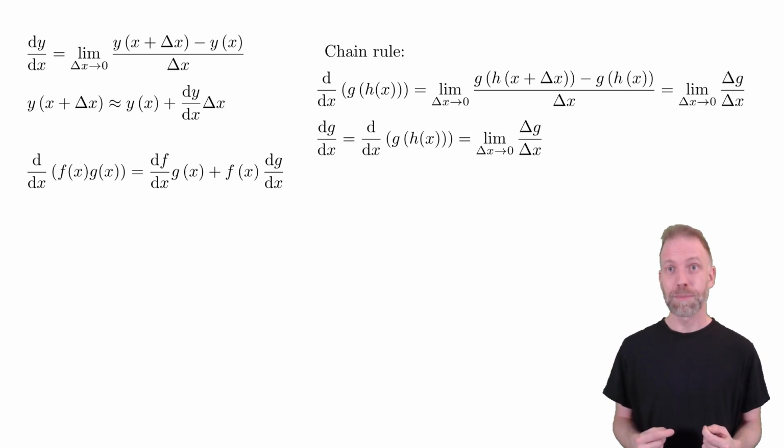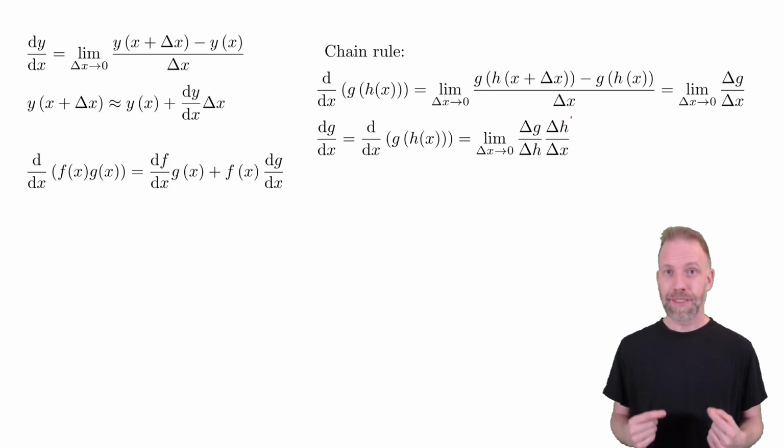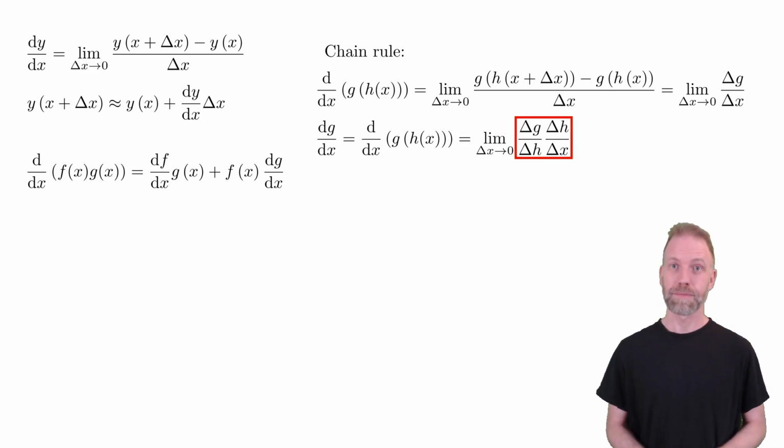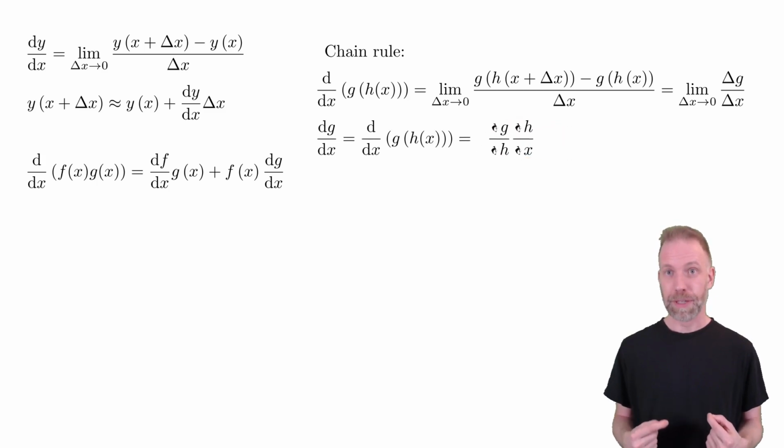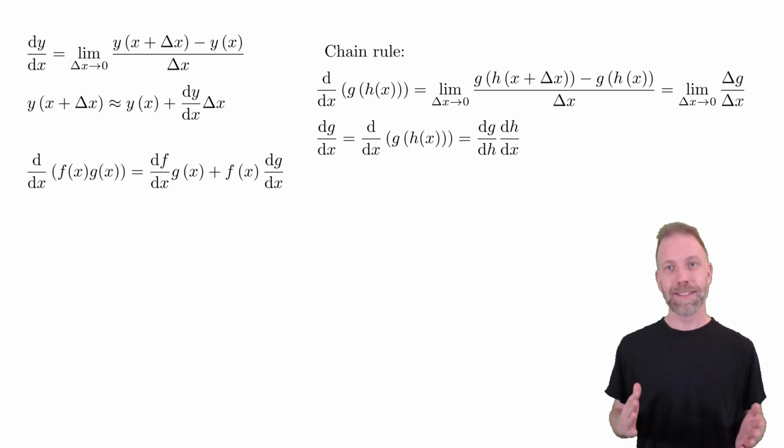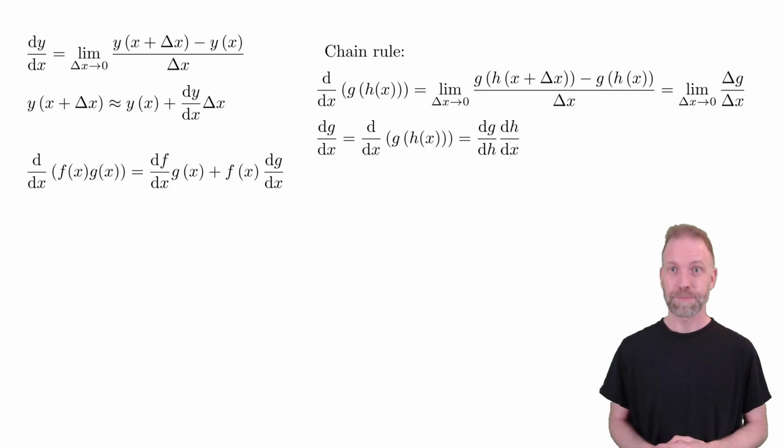Let's introduce a small change in the variable h by multiplying and dividing with delta h. Now we can let delta x and delta h swap places. We can then use that when delta x goes to 0, both delta h and delta g will also go to 0. Hence, in the limit we can replace delta with the derivative operator d. This is the chain rule for differentiation.